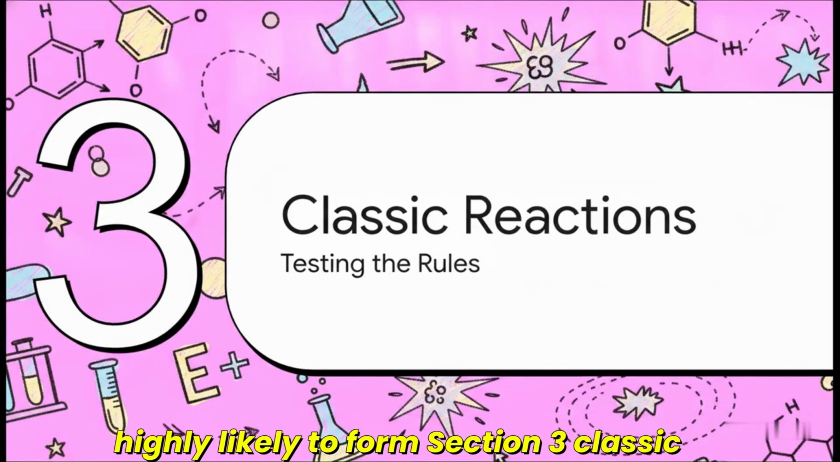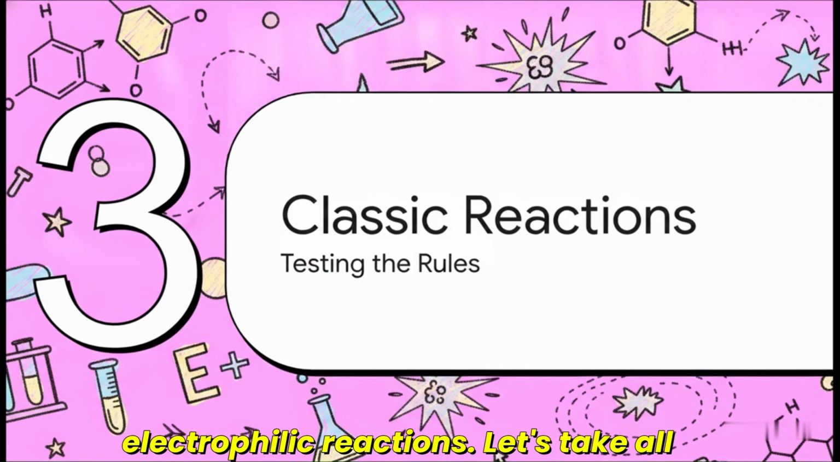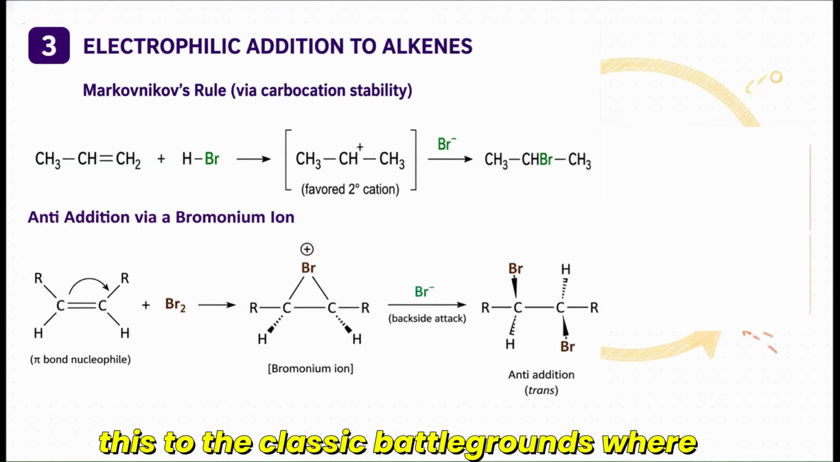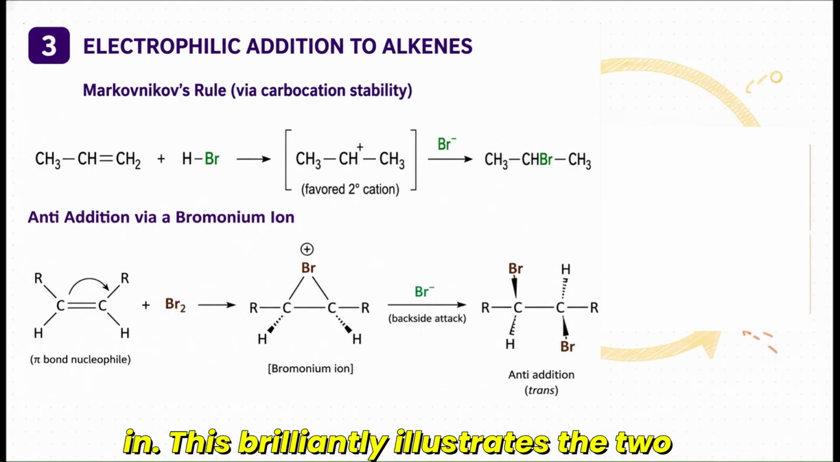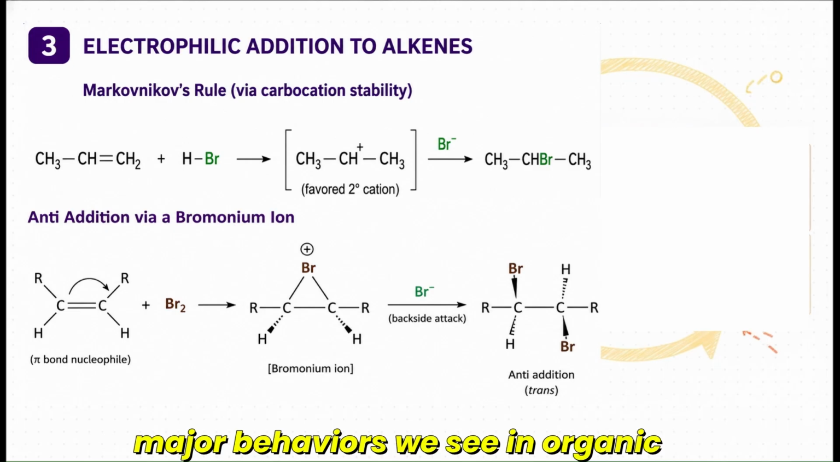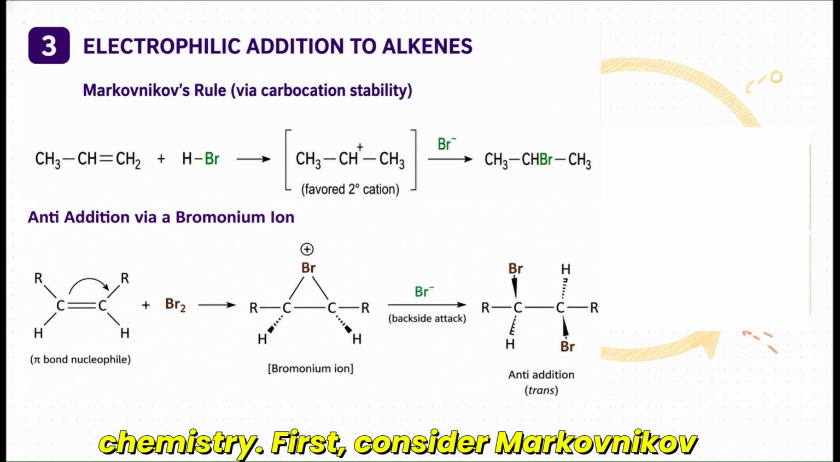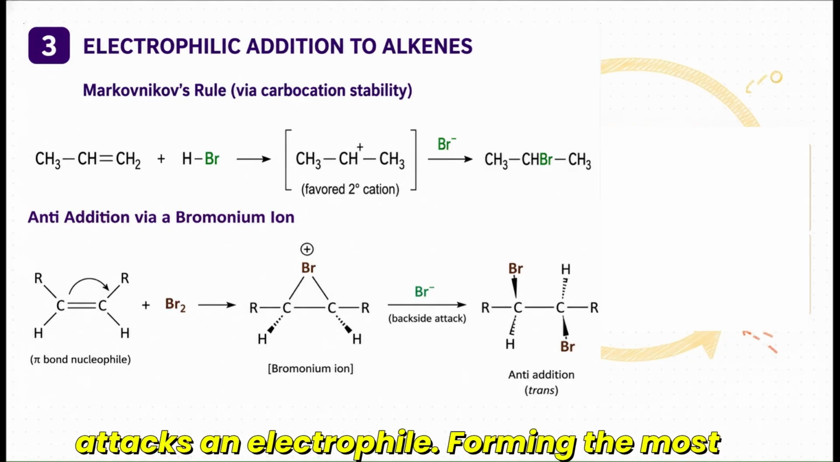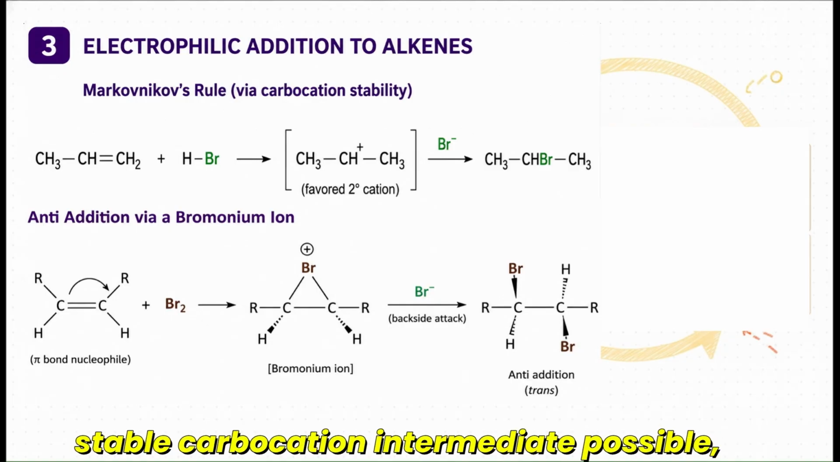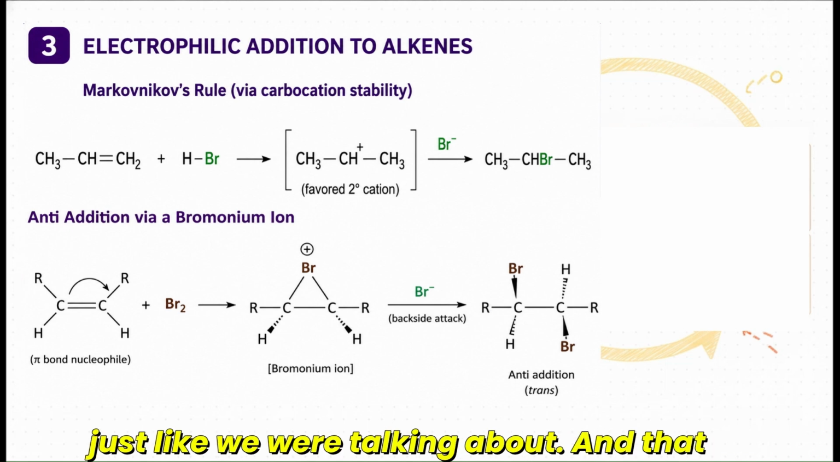Section 3. Classic electrophilic reactions. Let's take all this to the classic battlegrounds where these rules are put to the ultimate test. And this brilliantly illustrates the 2 major behaviors we see in organic chemistry. First, consider Markovnikov addition on alkenes. The alkene's pi bond attacks an electrophile, forming the most stable carbocation intermediate possible, just like we were talking about.